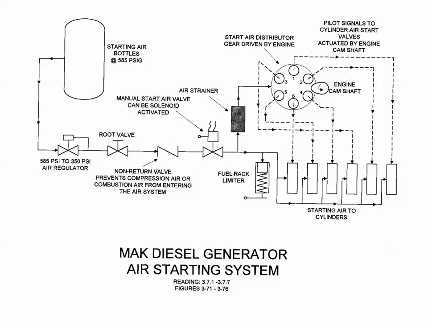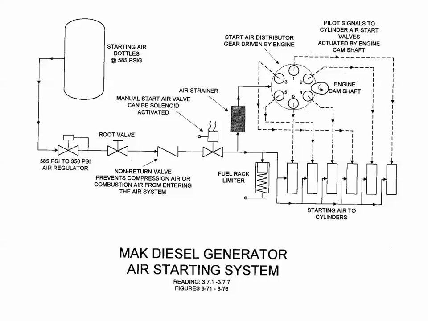This is the drawing from MAK. It's similar to what we were talking about before. Hopefully you've, and if you haven't, you need to go down and look at the MAK to find all these components. You know where the start air bottles are. Typically, we use an electronic activation to put air to the unit, but you also have a manual start air valve. That valve can either be triggered automatically from the automation, or there's a lever that you can pull to start it.